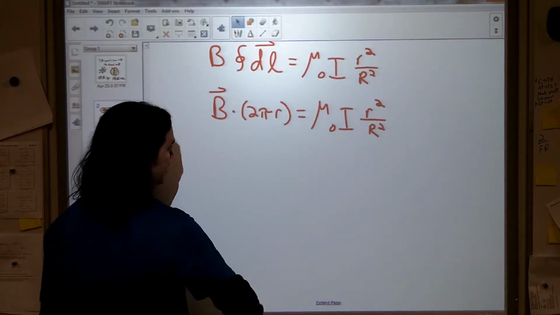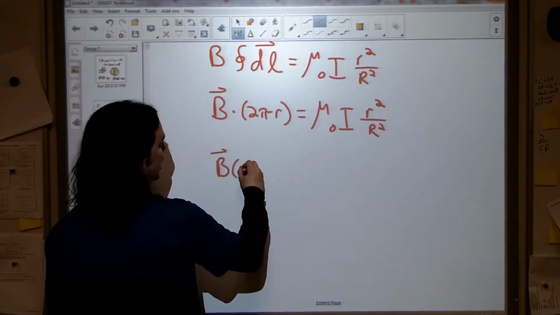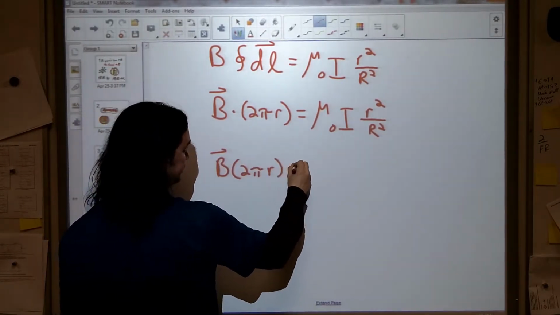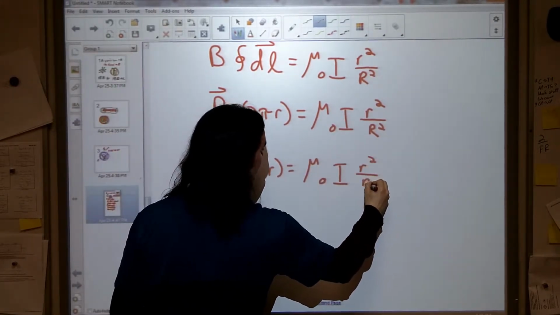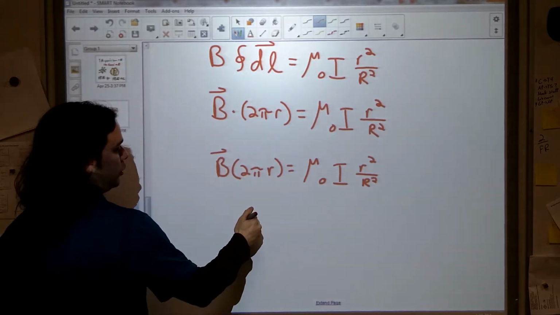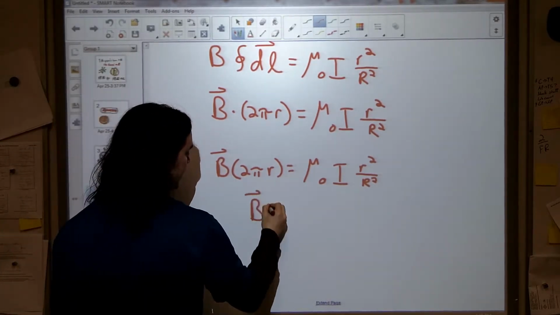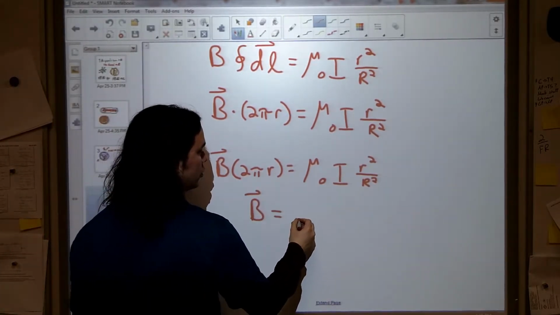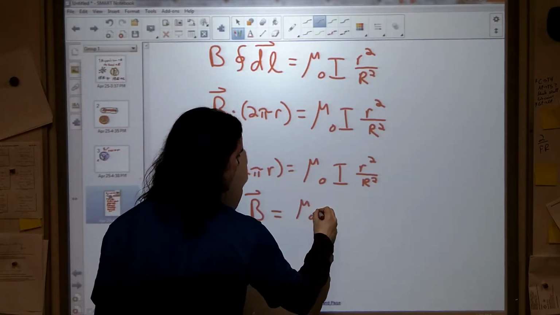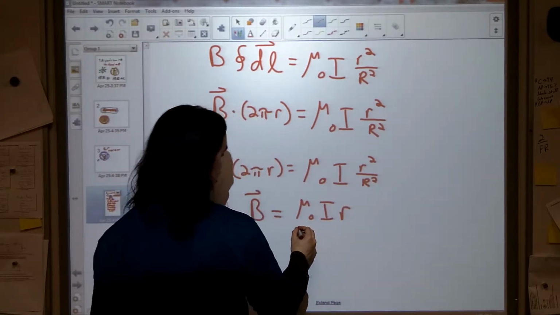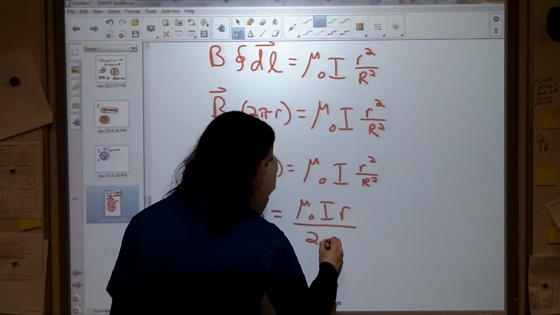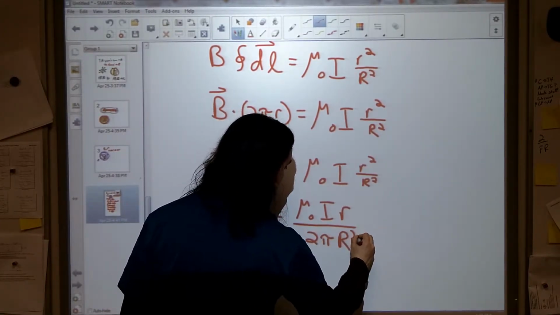Cosine of 0 is 1, and we get the following: B times 2 pi little r equals mu naught I little r squared over big R squared. I want to solve for B, so B as a function of r is going to be equal to mu naught times I, let's see, one of the r's is going to cancel out, times r divided by 2 pi big R squared.